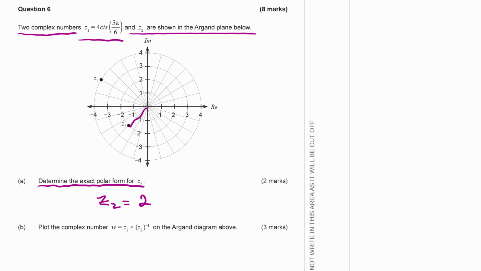If we look carefully at the argument, remember that would be this angle here, then that's halfway in this section and therefore would be 3 pi by 4, negative 3 pi by 4 because we go backwards. So cis negative 3 pi by 4.